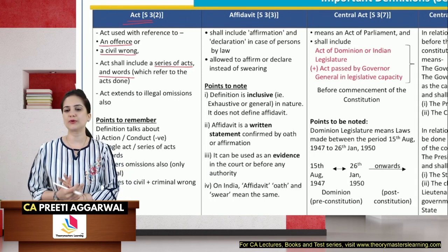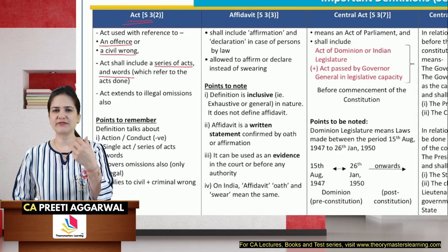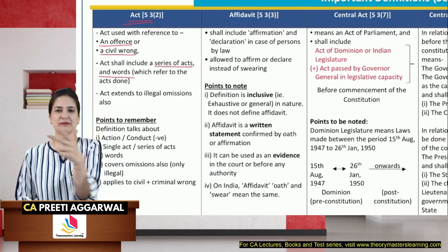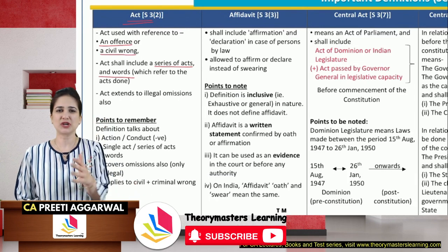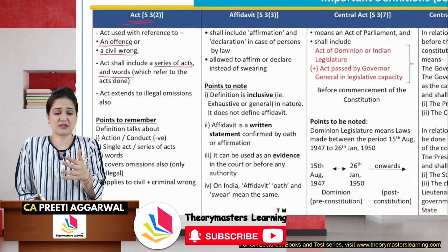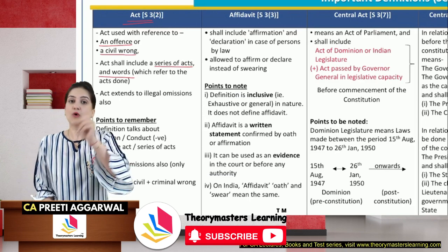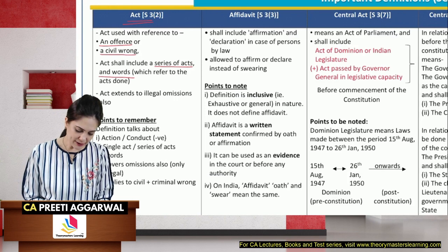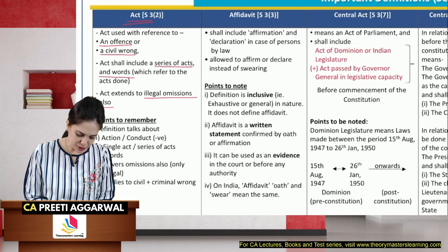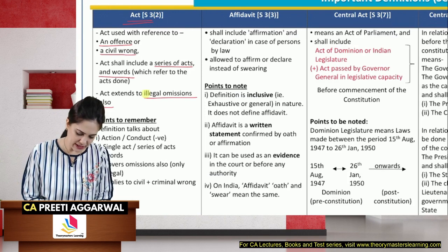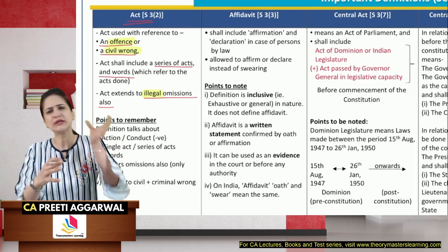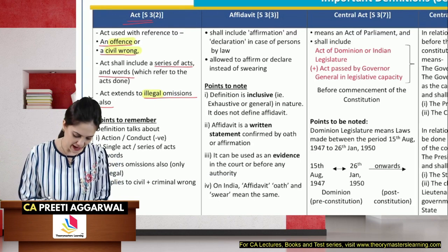Omission is also included here. Omission means that we did not give him food or water, or kept that boy in some unhygienic condition, because of which the boy suffered maybe some illness. So that is omission, that is also included in the word act. It also extends to illegal omission. So if you highlight the words: it is illegal, it is a civil wrong, it's an offense, it includes a series of acts. So they are trying to talk about the negative aspect of the word act.